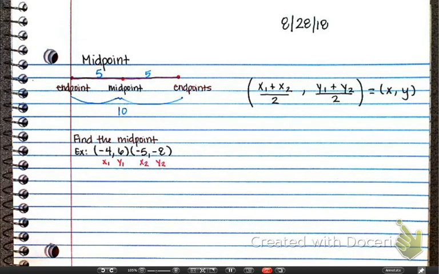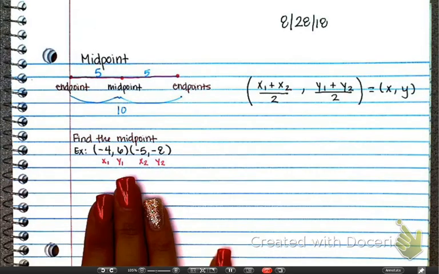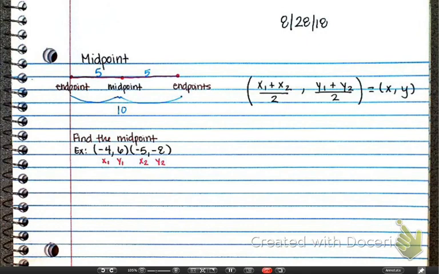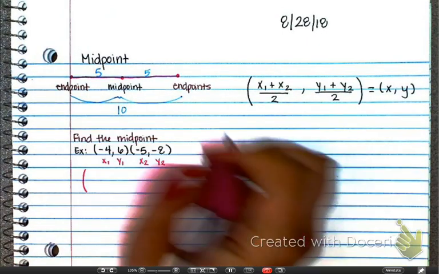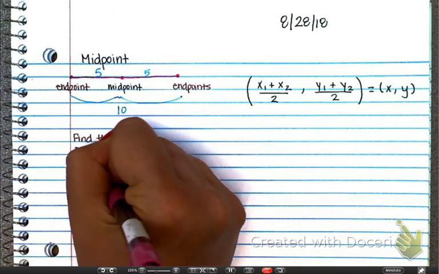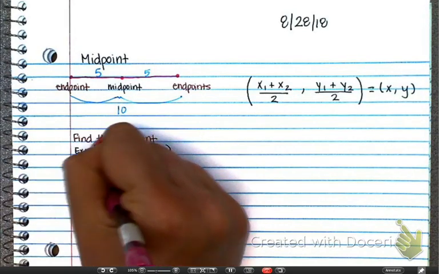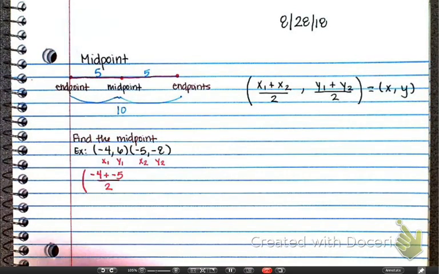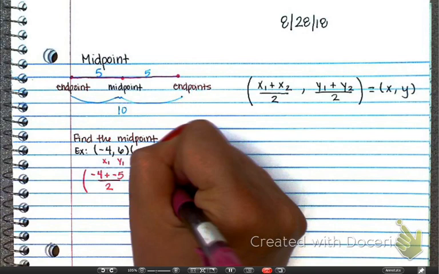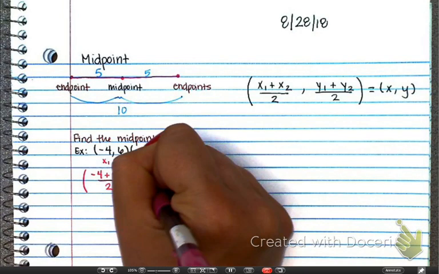Can we still screw it up if we label and or don't label? Yeah, but we're probably less likely to, especially if we know the formula. Okay, so I know what my X's and Y's are, so I'm going to plug it in. -4 plus a -5 divided by 2. And then 6 plus -8 divided by 2.